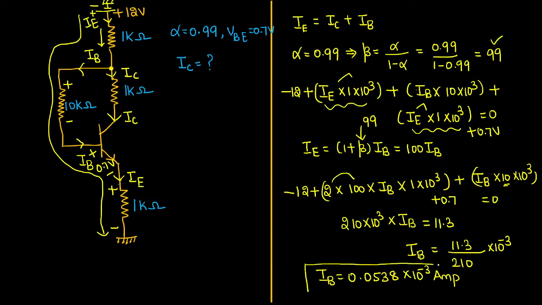So we have explored the value of base current. You can also write it in microampere: 53.8 microampere. That is your wish. Fine. So from this base current, it is very easy to explore the value of collector current. We know collector current IC equal to beta times of base current. We know the value of beta, that is 99.